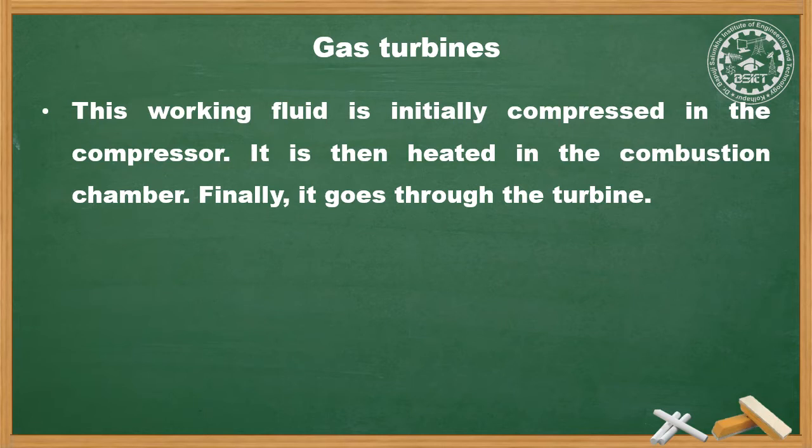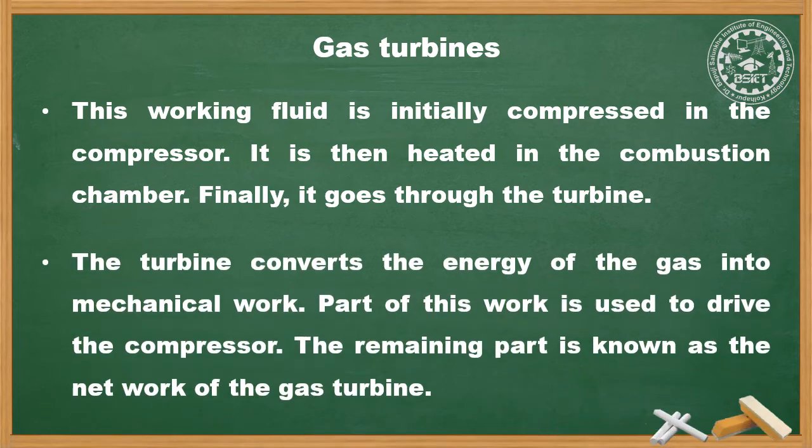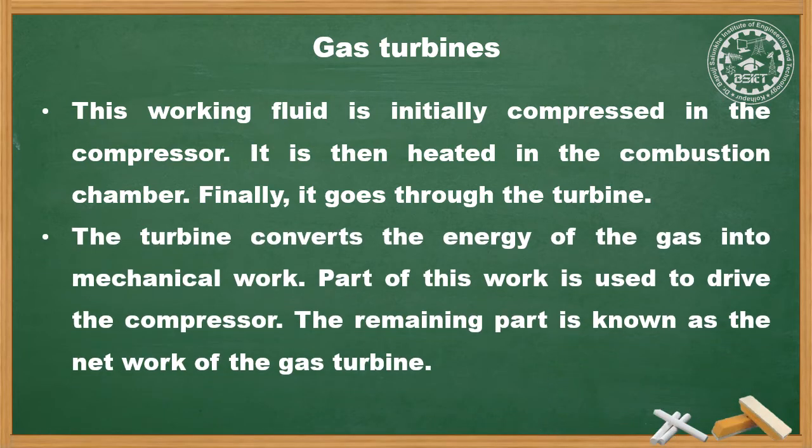It is then heated in the combustion chamber and finally it goes through the turbine. The turbine converts the energy of the gas into mechanical work. Part of this work is used to drive the compressor. The remaining part is known as the net work of the gas turbine.